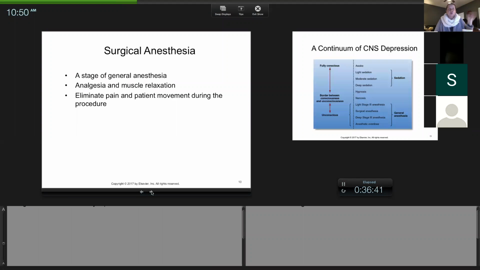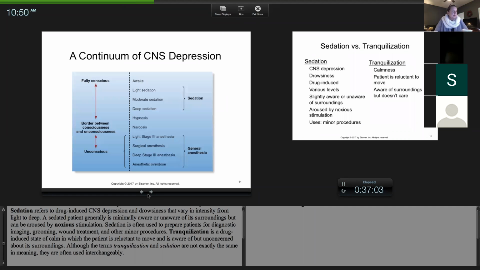And then obviously surgical anesthesia, they're going to be under general anesthesia, but they're going to have deep muscle relaxation and they should not feel pain. And the ultimate goal here is we do not want movement during the procedure. Okay. Let me give you an example.